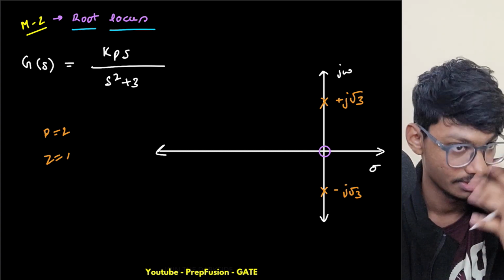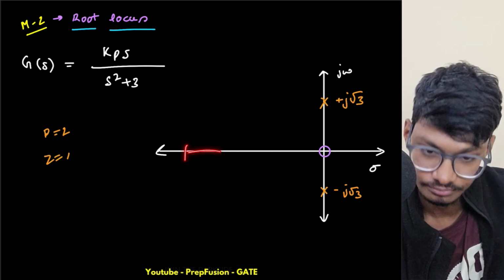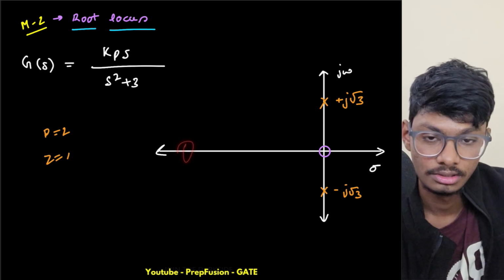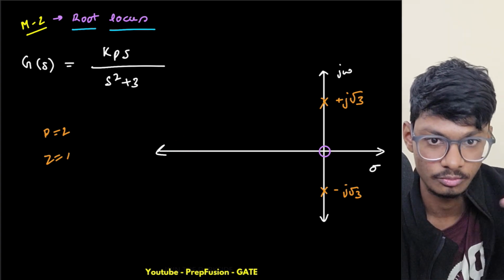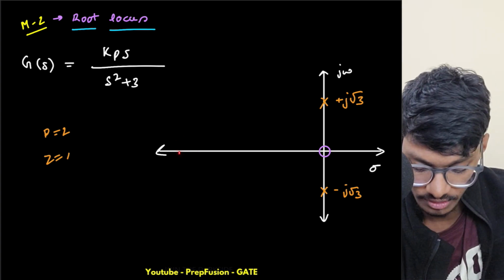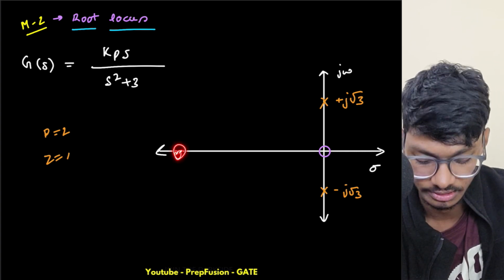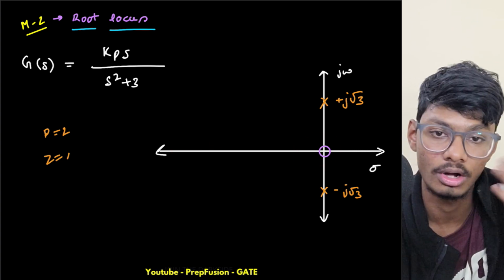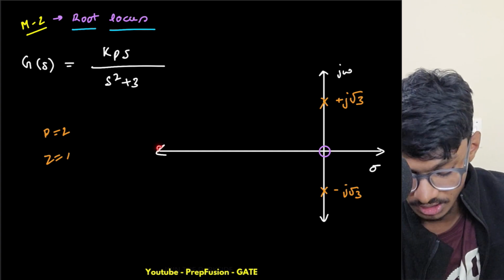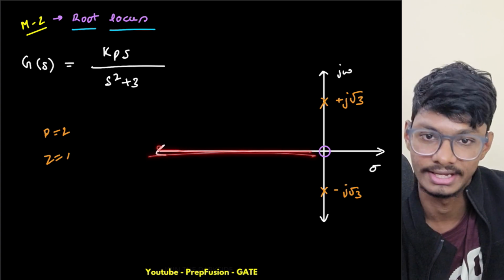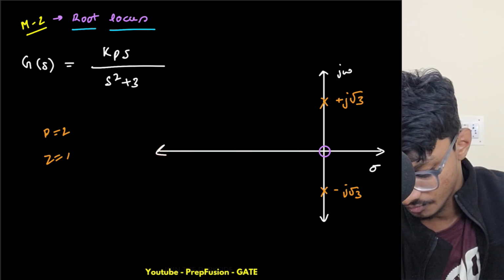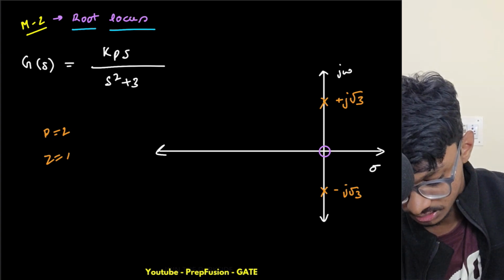The first condition is that on the right hand side of my test point, the summation of poles plus zeros should be odd. So if I choose this as the test point and on the right hand side I check that I have an odd number of poles plus zeros, then obviously the whole of this negative real axis is lying on the root locus. So obviously all of this will lie on the root locus.